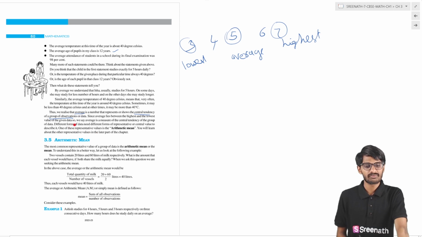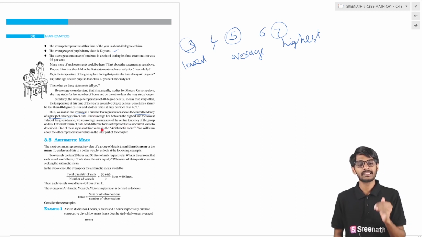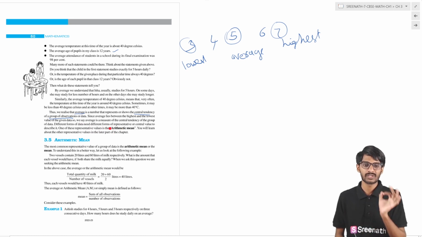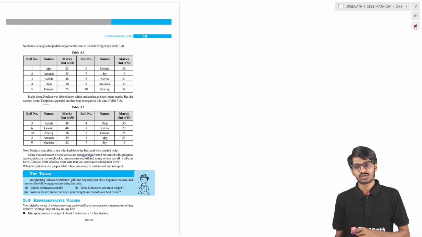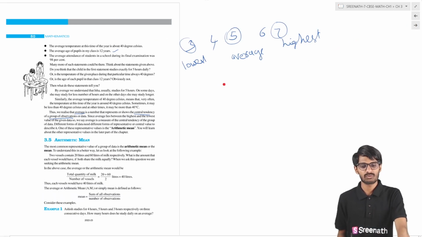Different forms of data need different forms of representative or central values to describe them. So we need different forms of representative values. One such representative value is the arithmetic mean. What is it? Arithmetic mean, students.